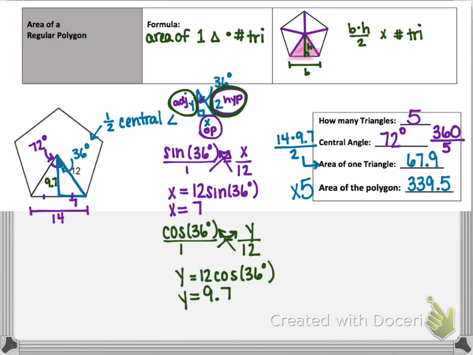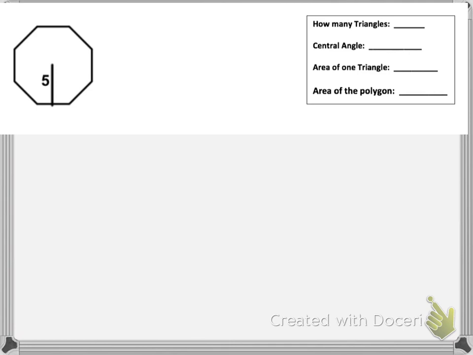All right, let's take another look. So on this next one, it might take you a second. Go ahead and count the sides, or you recognize it, and you know that that is an octagon. So it is going to have 8 sides, so that means we are going to have 8 triangles. So I'm going to take 360 and divide it by the number of sides that I have, which is 8, to get my central angle. And I will end up with 45 degrees.